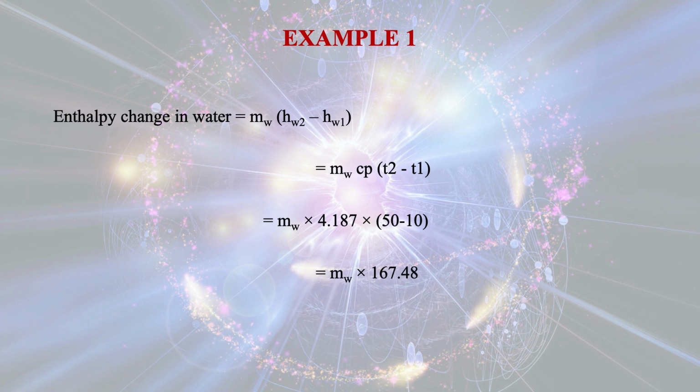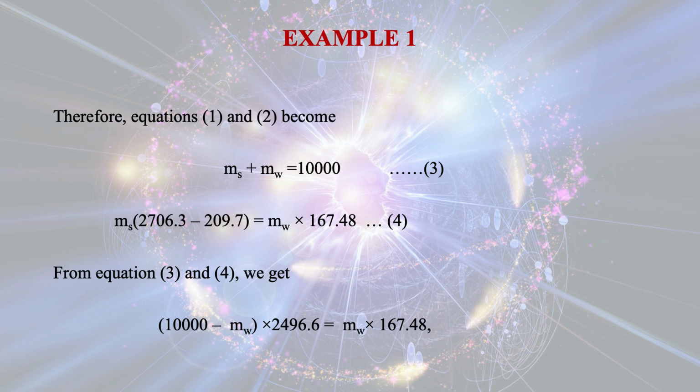Now the change in enthalpy of water is mw within bracket Hw2 minus Hw1, and that comes out to be mw Cp (T2 minus T1). Cp is given as 4.187, T2 is given as 50 degrees centigrade, and T1 is given as 10 degrees centigrade. So this will be 167.48 multiplied by mw. Therefore, equations 1 and 2 become ms plus mw is equal to 10,000.